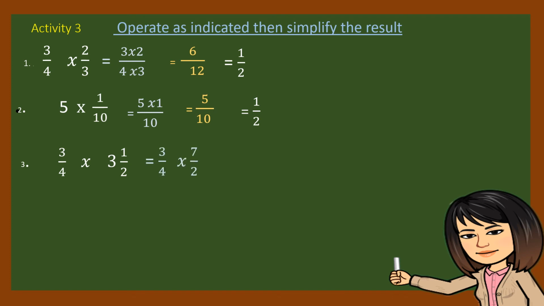Okay. Ito yung first fraction. Kopya muna. Tapos, ito, ang mixed number, gawin nating improper. Okay, so 2 times 3 plus 1, okay, this is 7 over 2. Okay, next. Kasunod, numerator times numerator, denominator times denominator. So, the product is 21 over 8.